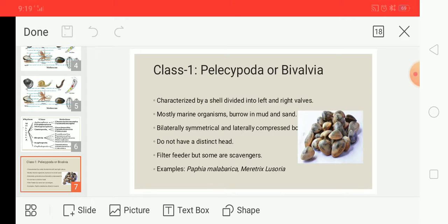This class, the Pelecypoda or Bivalvia, is characterized by a shell which is divided into two, the left and the right valves. Two shells will be present that cover the body. The body is laterally compressed and the shell consists of two valves. Hence the name Bivalvia.